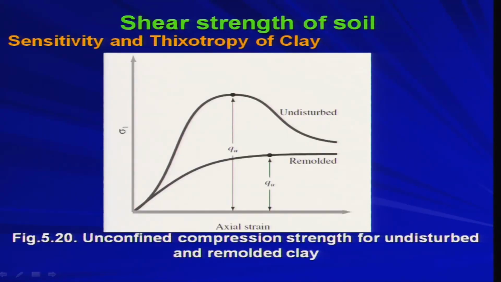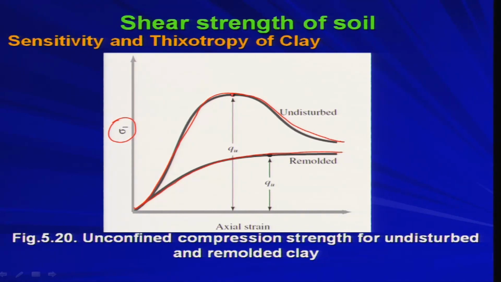Now, basically, if you see the unconfined compression strength for undisturbed and remolded clay with axial strain. This is your sigma 1, because in unconfined compression strength you only apply sigma 1. As you go on increasing sigma 1, because you do not have any sigma 3 or cell pressure, your axial strain is also increasing, right. In case of a remolded sample, you will get a curve like this, whereas in case of an undisturbed sample, you will get the curve like this.